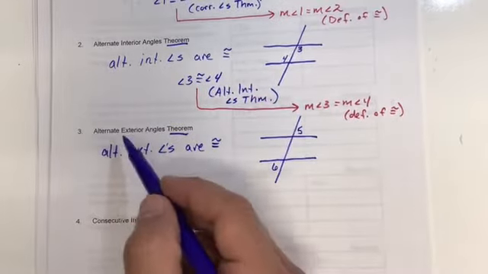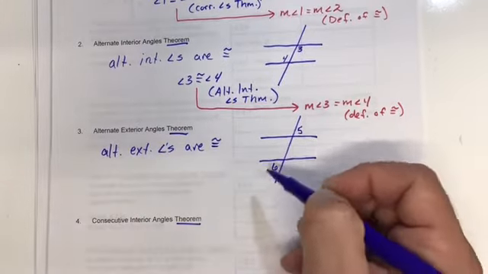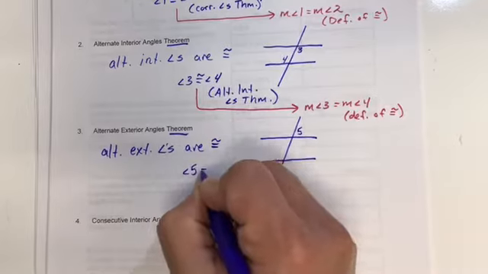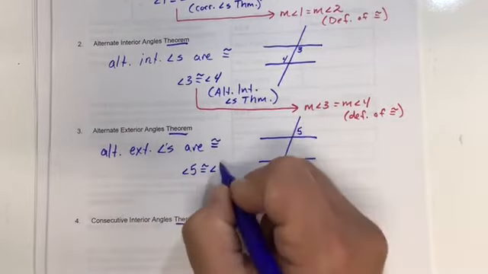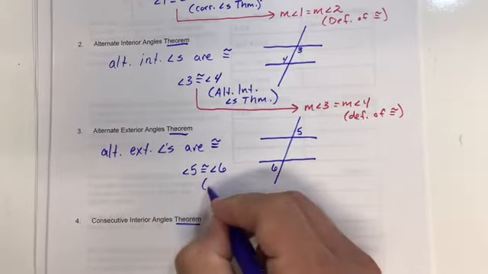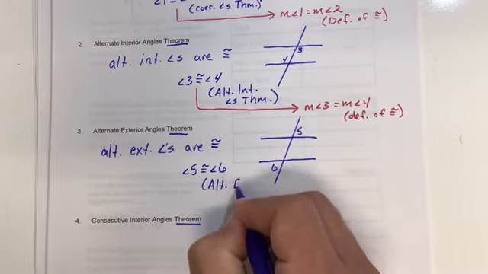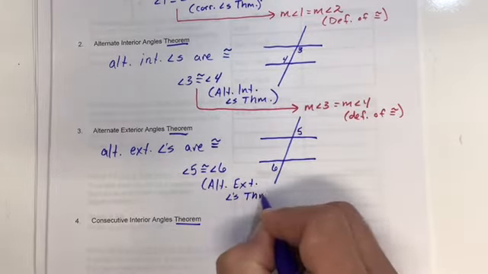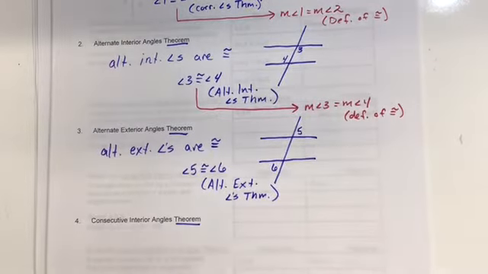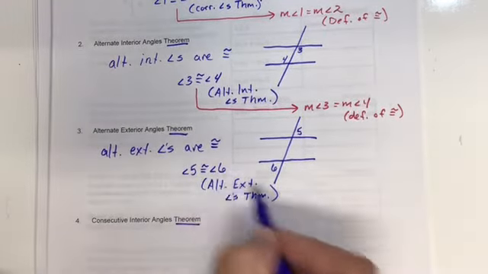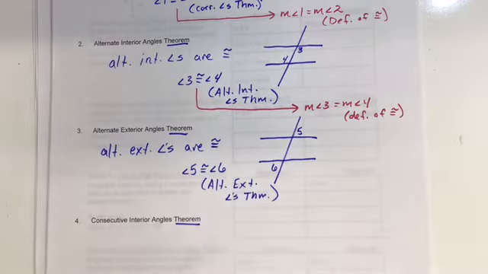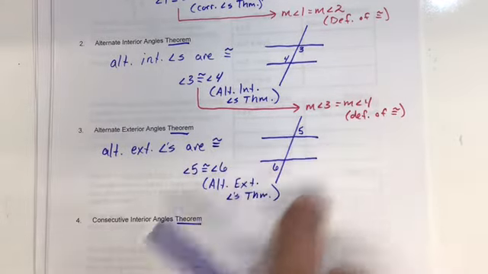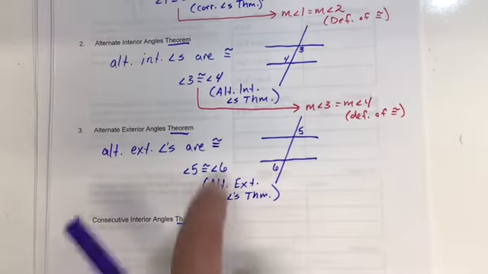And also alternate exterior angles are congruent. So in this case, the angles I've marked 5 and 6 are alternate exterior angles, so that means they are congruent. And that's how we would write a reason for a proof. This would be your statement. This would be your reason. And again, if I wanted to change to equal measures, I would use definition of congruent. I'm not going to write that this time. If you want to, you can.